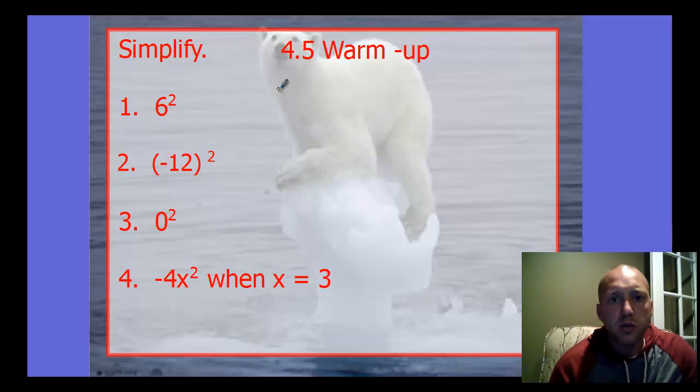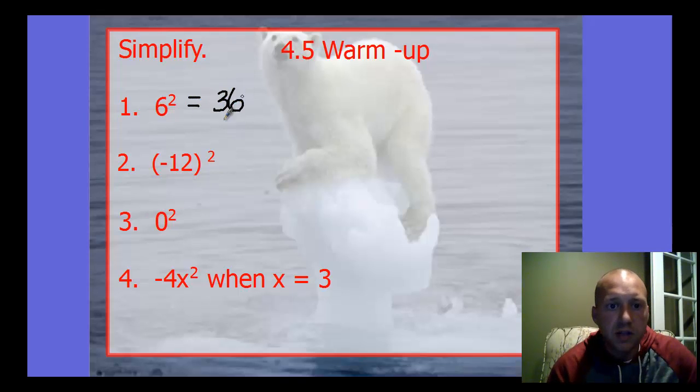Here we go on Honors Algebra 2, Chapter 4, Section 5. We are solving quadratics, and actually before we start solving quadratics, we need to look at some number sense here. So some review: 6 squared is 36, 6 times 6. Negative 12 squared: this square goes to everything it touches. It's touching a parenthesis, so it also goes to the negative. So negative times a negative is a positive 144.